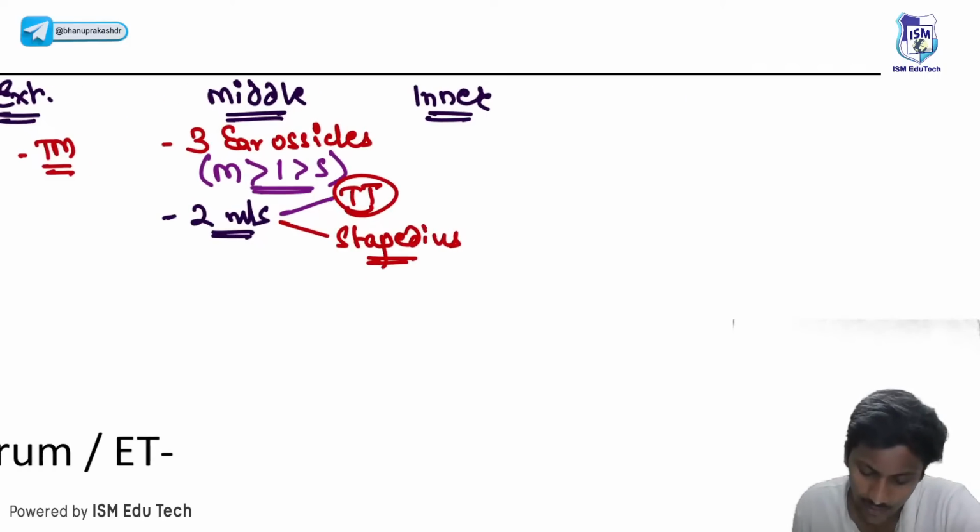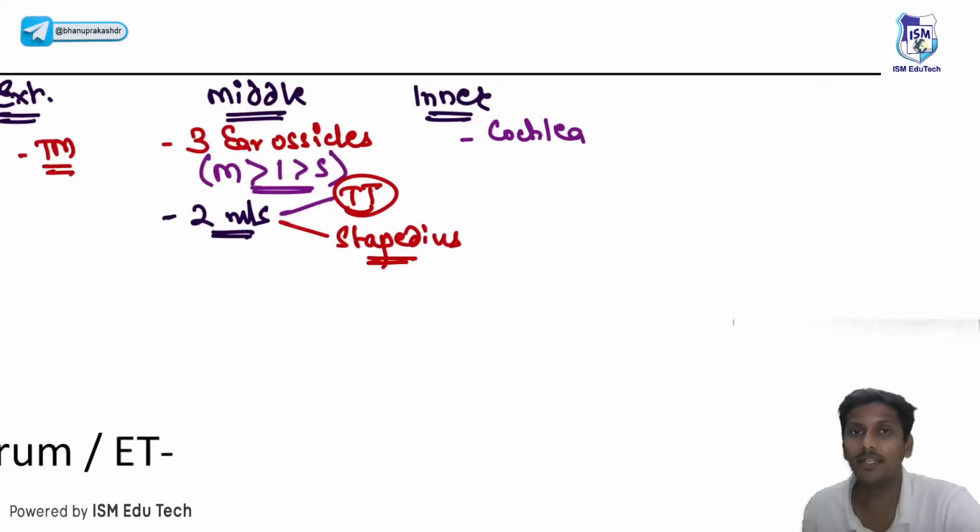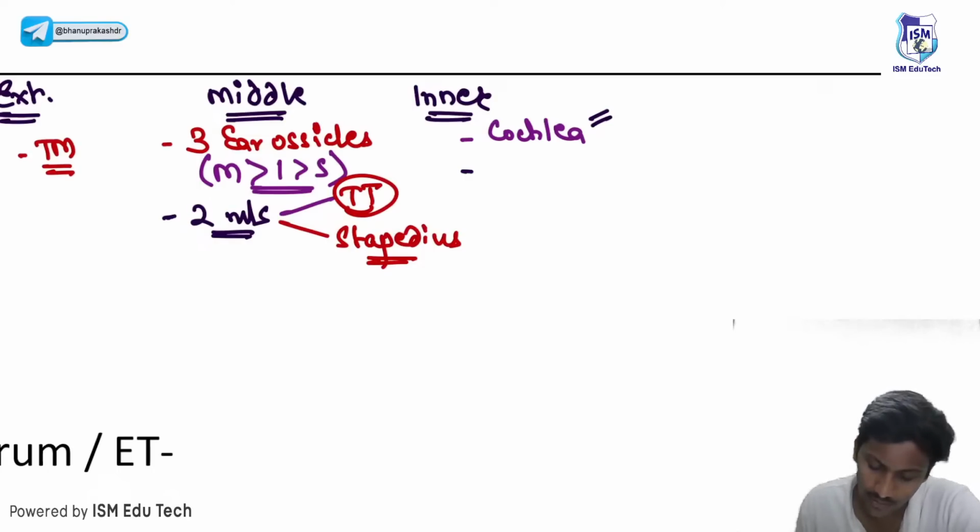Next is the inner ear. In inner ear we have 3 parts. The one which is responsible for hearing, the sensory organ of hearing, is known as cochlea. Now cochlea is responsible for hearing, but ear also has another function, and what is that? To maintain balance of the body. So balance of the body is usually maintained by 2 things. One is called the utricle and saccule.